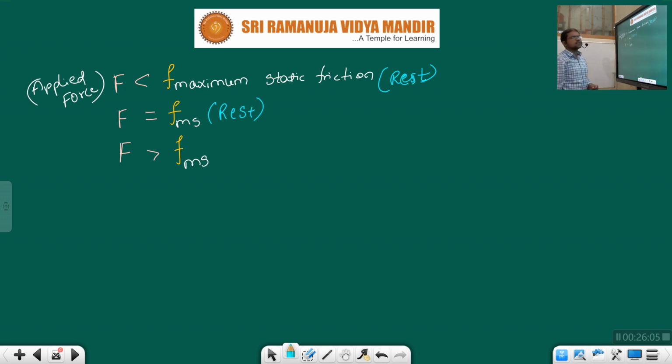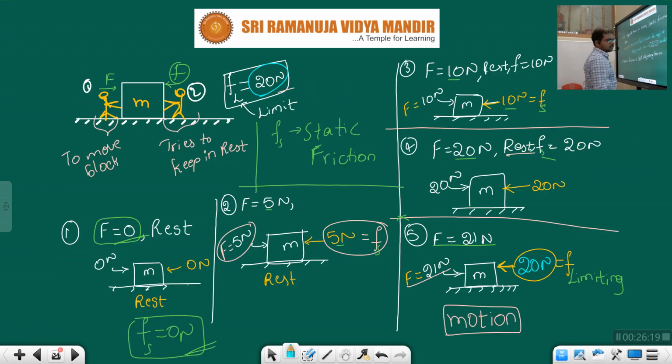Block will be in rest condition. Now, when F is greater than FMS, in this case, the block is coming into motion. See children, this one is the maximum limiting friction. Limiting is nothing but FMS only. Okay, FMS, that is 20.